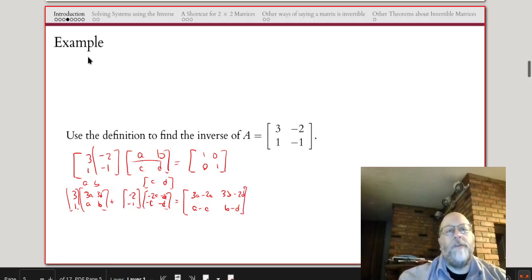And so we get this system here. 3A minus 2C is equal to 1. A minus C is equal to 0.